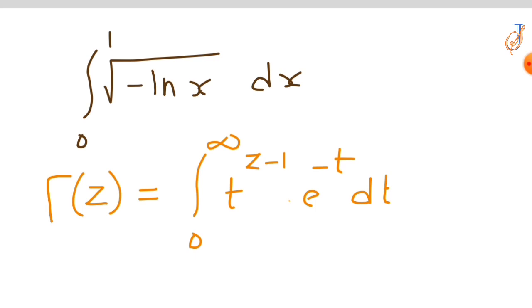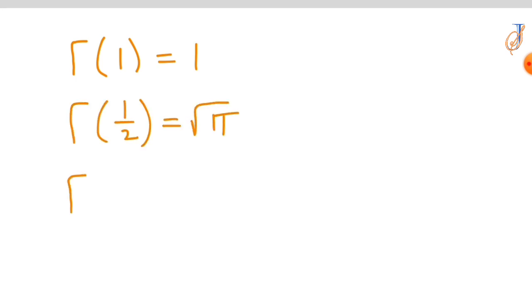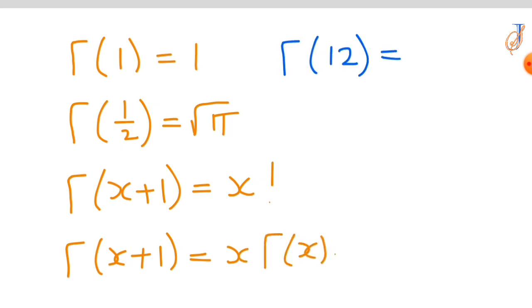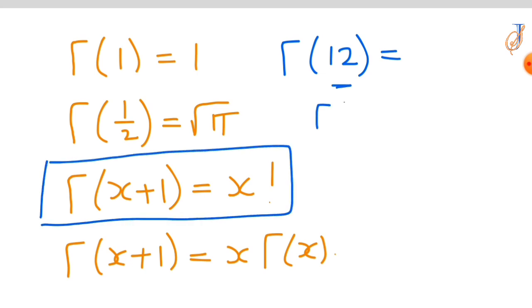It has a few properties, that is gamma of 1 is equal to 1, and gamma of 1 by 2 is equal to root pi, and gamma of x plus 1 is equal to x factorial, and another, for the complex factorial, gamma of x plus 1 is equal to x times gamma of x. For example, gamma of 12, we can use this property, that is gamma of x plus 1 is equal to x factorial.